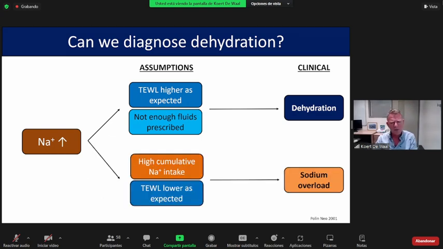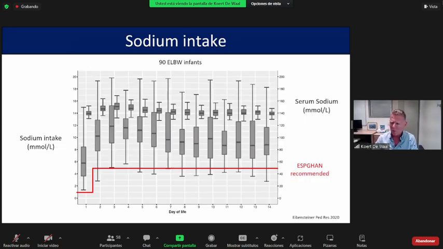There is an alternative here. Maybe there was actually a high cumulative sodium intake and the transepidermal water loss was actually lower than expected. So clinically, this is not dehydration, this is the opposite. This is sodium overload. And this is one study by Steiner from Europe, but there are at least 3 or 4 other studies which show the same.